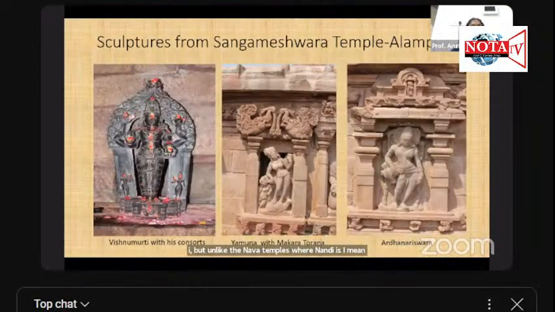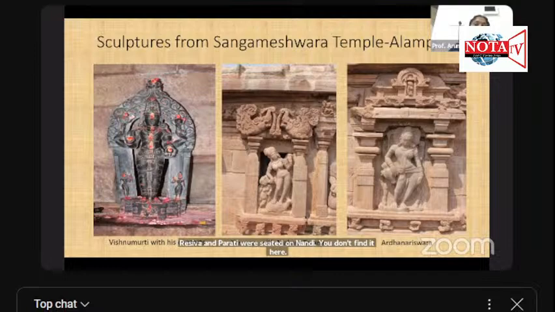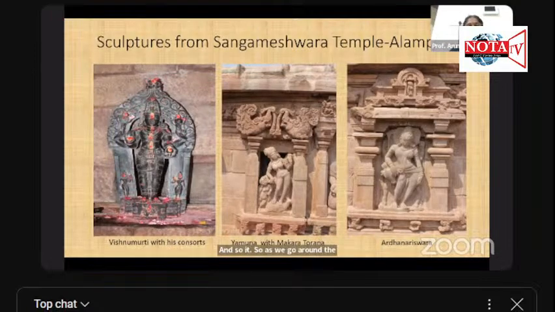And so as we go around the Pradakshina Patha, we have these Koshta Panjaras in which you have all these different sculptures. You have different types of toranas, you have different types of jalis, that is windows. I'll show you all these things.